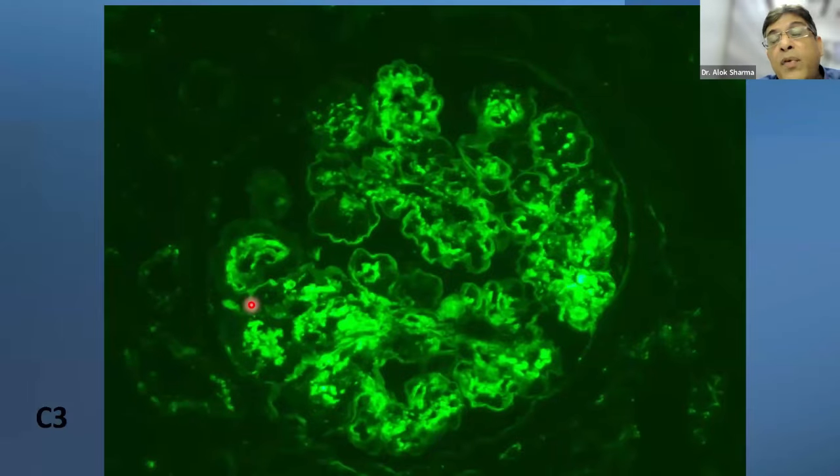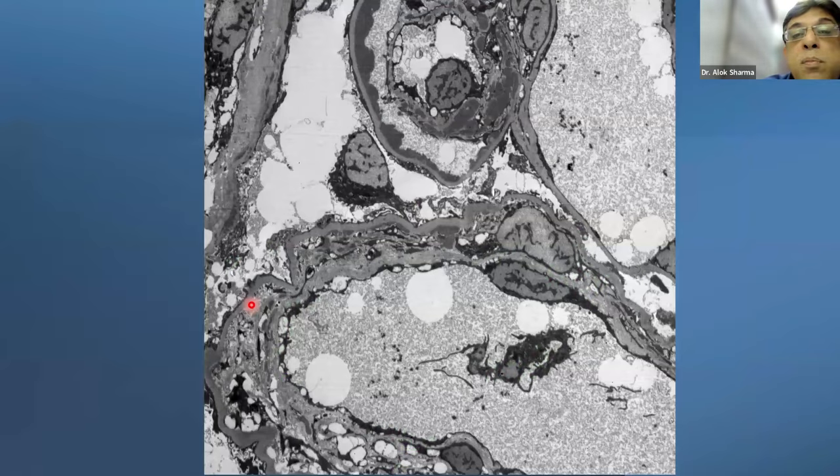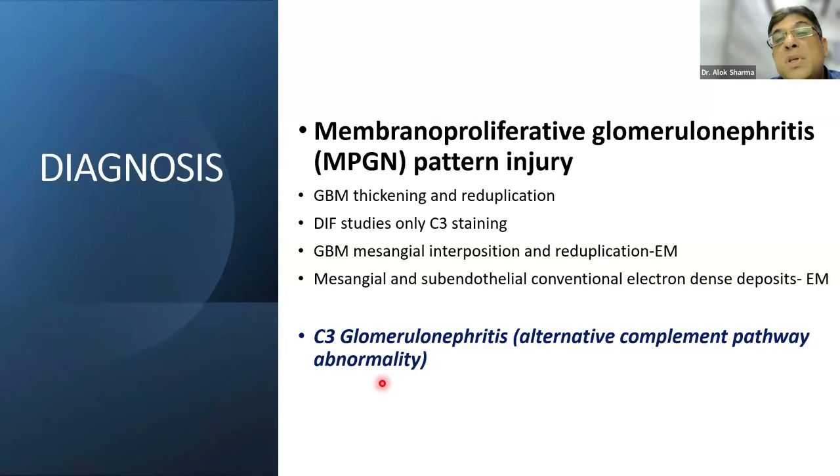Okay. And when we did an IF, it only showed C3, IgG negative, IgM negative, C1q negative, kappa negative, lambda negative. So only C3 staining. So this is one particular pattern of diffuse proliferative glomerulonephritis showing only C3. And when you do an EM, you would see that this is showing a lot of subendothelial and mesangial deposits. And this particular glomerular capillary is showing reduplication. So this is the original capillary. This is the reduplicated capillary. This is the neocapillary, and in between you can see a lot of immune deposits, right? So this is an MPGN pattern of injury, which is characterized by thickening and reduplication.